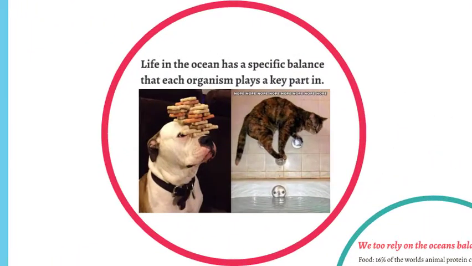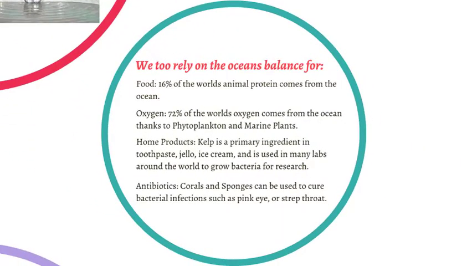Whether you're phytoplankton, a shark, a whale, or a small fish, everything has its specific role, this balance that each organism plays a key part in. We also, as humans, rely on the ocean for food, because 16% of the world's animal protein comes from the ocean, whether that be fish or crab or shrimp. We all love to eat it.